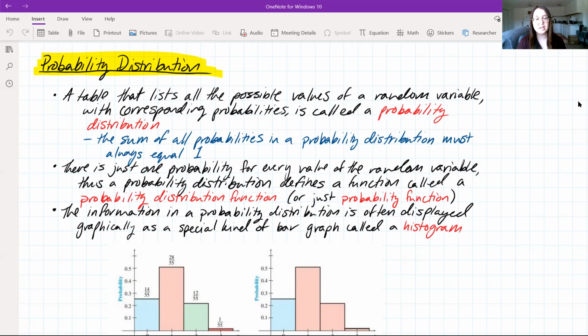The information in a probability distribution is often displayed graphically as a special kind of bar graph called a histogram. So we can have these probability distributions, and maybe they're shown in a table, but we really like to show them as histograms because then we get a really nice visual idea of maybe which outcomes have higher probabilities than others.